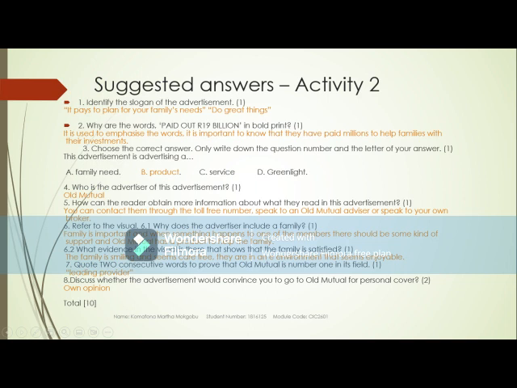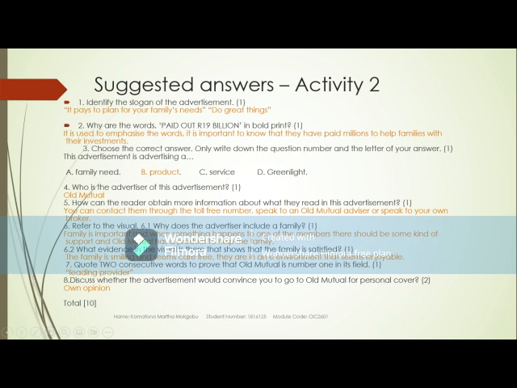Then question number 2 says, why are the words paid out 19 billion in bold print? The answer says, it is used to emphasize the words. It is important to know what they have paid. It is important to know that they have paid millions to help families with investments. Right? Cool.